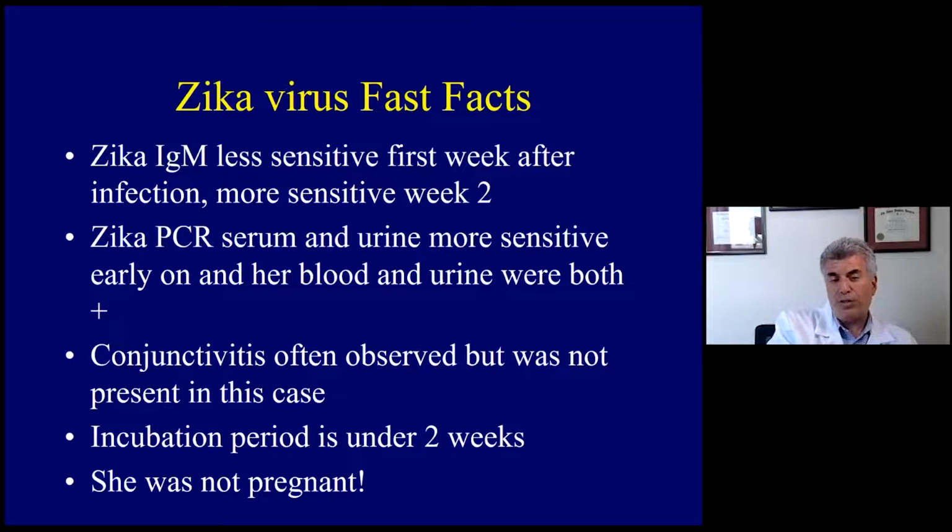Conjunctivitis has been observed in Zika, but was not present in this case. The incubation period is under 2 weeks. And of course, most importantly, and I know you are thinking this, we need to know if she's pregnant. Because with Zika, we know that there's problems with congenital anomalies. Okay, you can have problems with microcephaly and other neurologic problems as well. It can be severe. Fortunately, the prevalence overall of Zika and the incidence has gone down significantly.